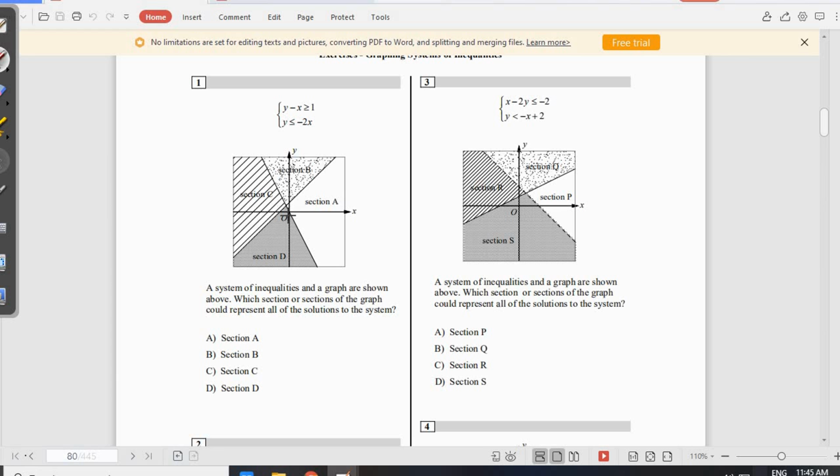You see, this is one graph, this is another, and this one is a third one. If you see section C, it contains this part, and also this part. No other section contains all three parts. So we're going to say section C represents all the solutions to the system of equations. Let's go to the next one.